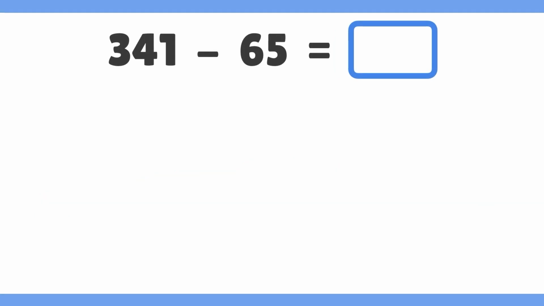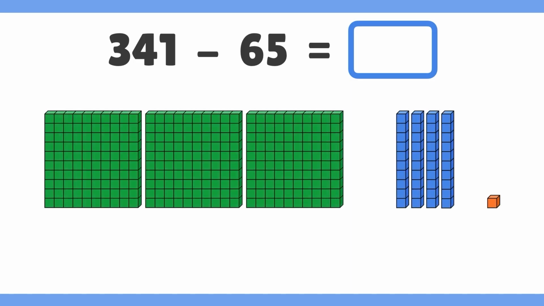Here we have 341 minus 65. Let's start with a model of 341. These blocks show 341 because there are 3 hundreds blocks, 4 tens blocks, and 1 ones block. To subtract 65, we need to take away 6 tens and 5 ones. How many hundreds, tens, and ones will be left over?